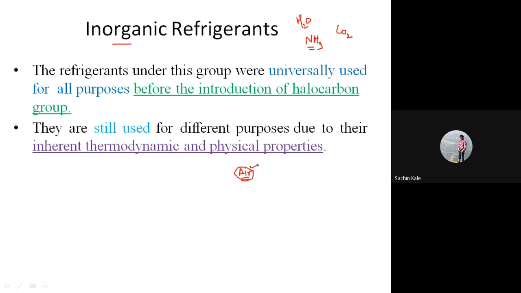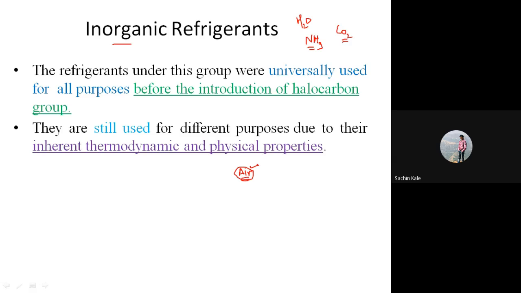That carbon dioxide is also naturally available, so that carbon dioxide is also used. You might be knowing the veterinary doctors.